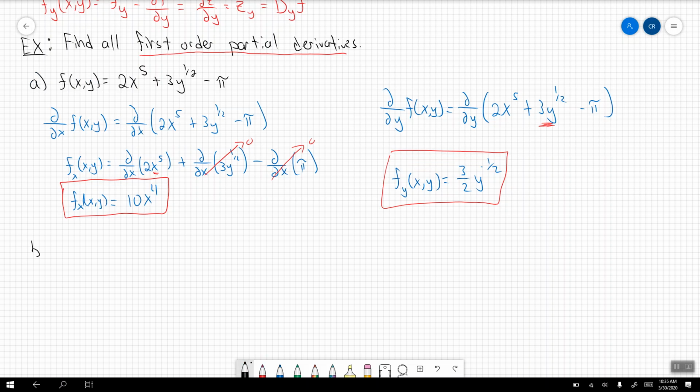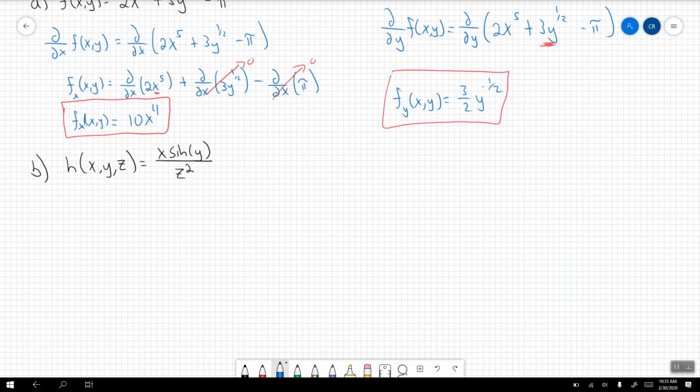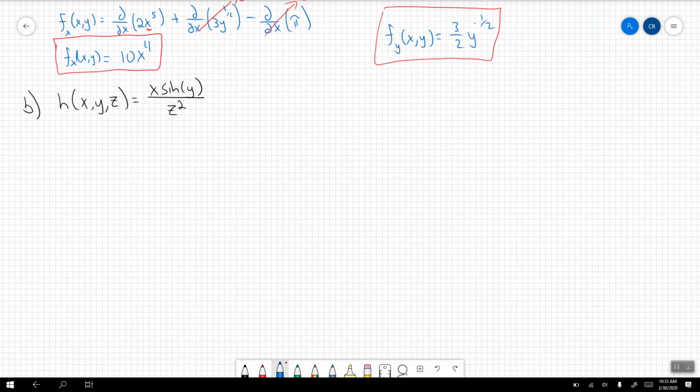Nice. Let's look at part B. All right. Looking at part B, let's see if we can start working this out. We're going to have h of x, y, z is equal to x sine y divided by z squared. Now, when we're talking about the first order partial derivatives, since this function has 3 variables, then we need 3 first order partial derivatives. So the first one that we're going to need is going to be the derivative for h with respect to x.